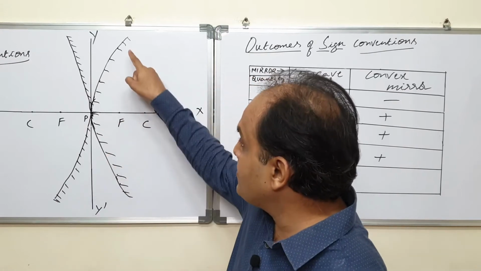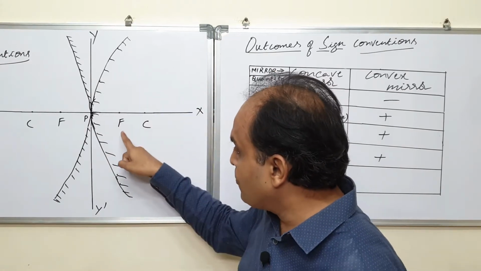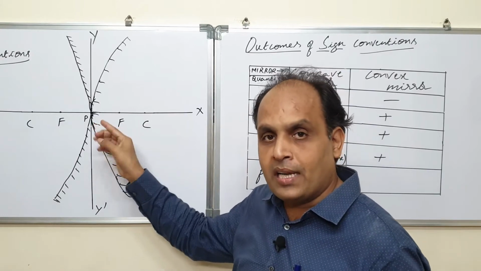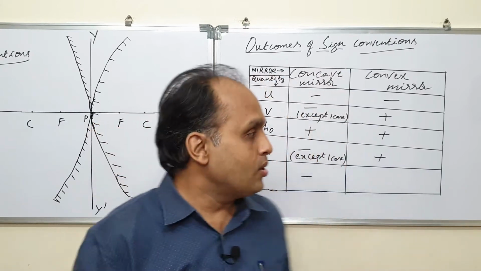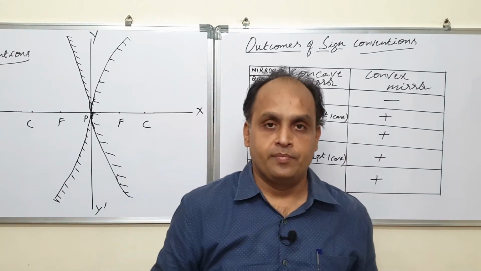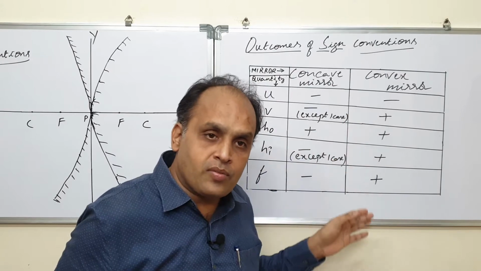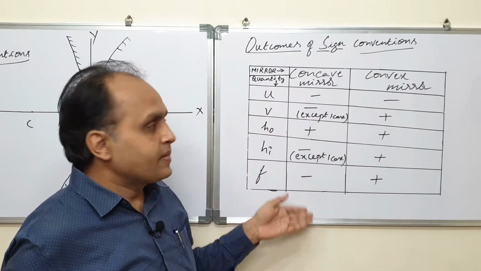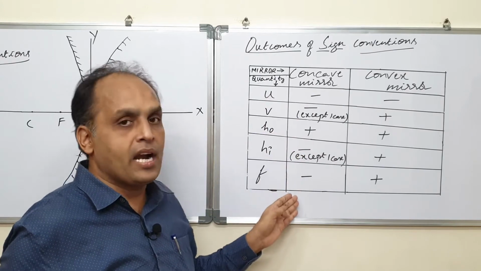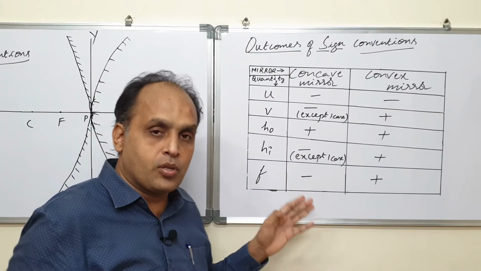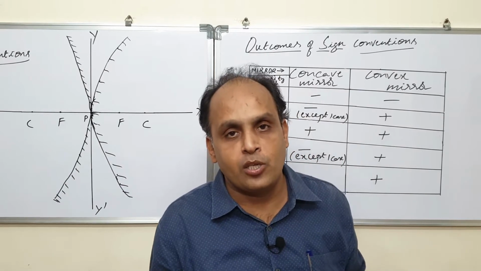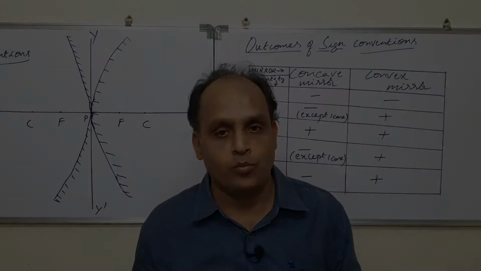Now we have the convex mirror here. Its focus is here, so its focal length is this. So the focal length is lying on the right. So the focal length of a convex mirror is positive. So these are the outcomes of sign convention. You can see them for object distance, image distance, height of object, height of image, and focal length. So using these outcomes of sign convention, we will be solving the numerical problems now.